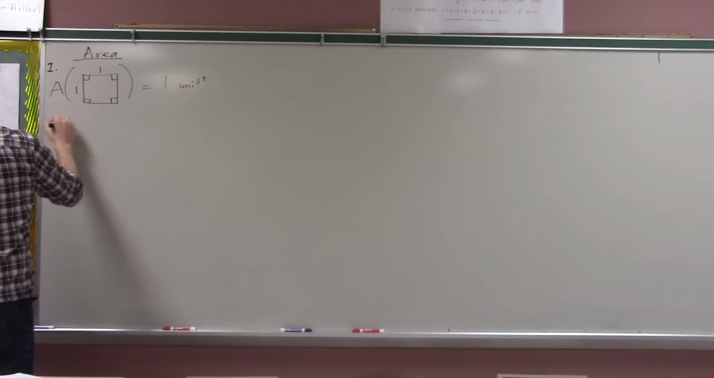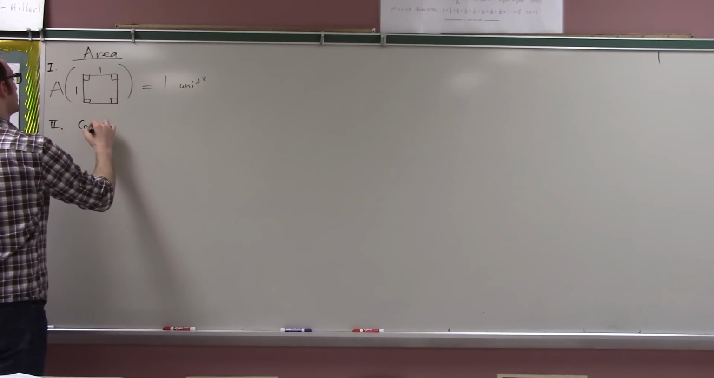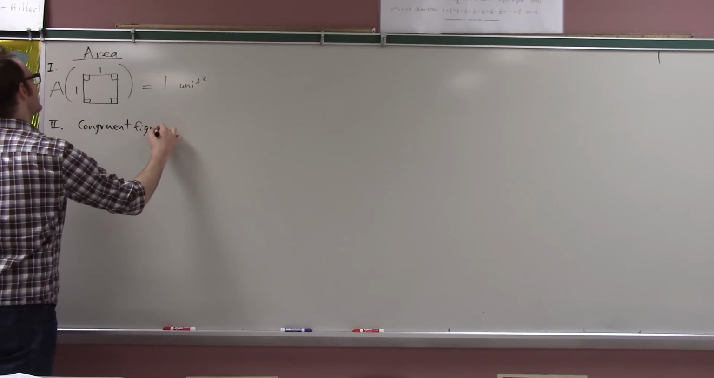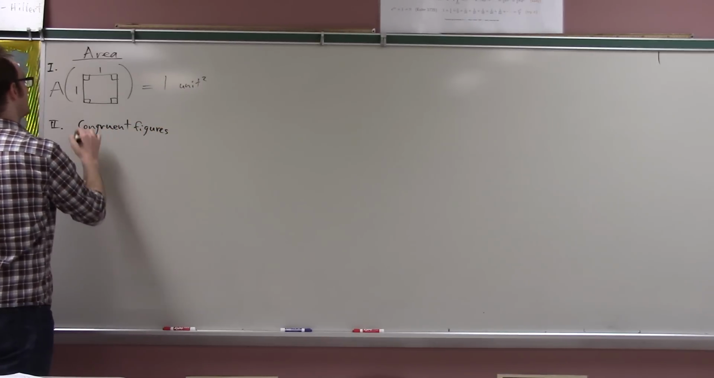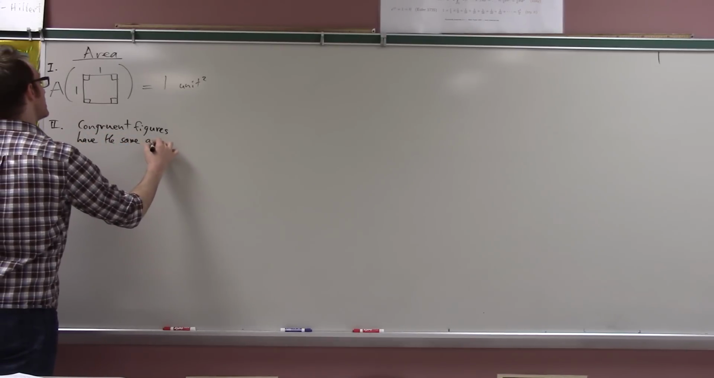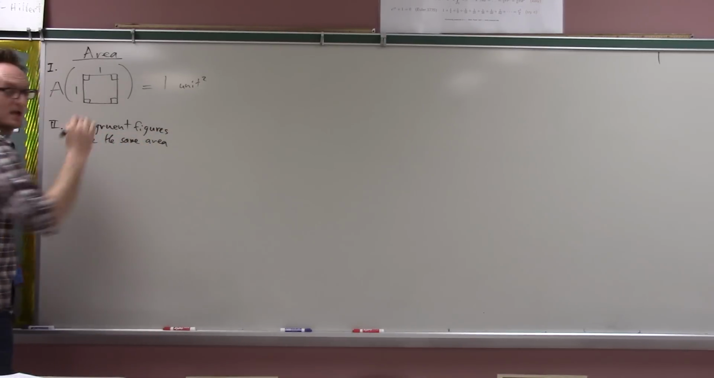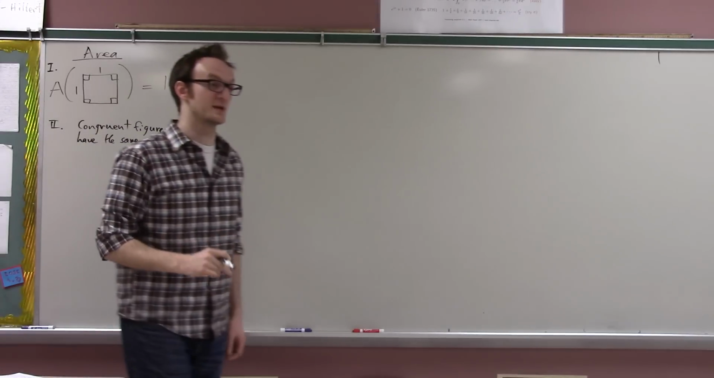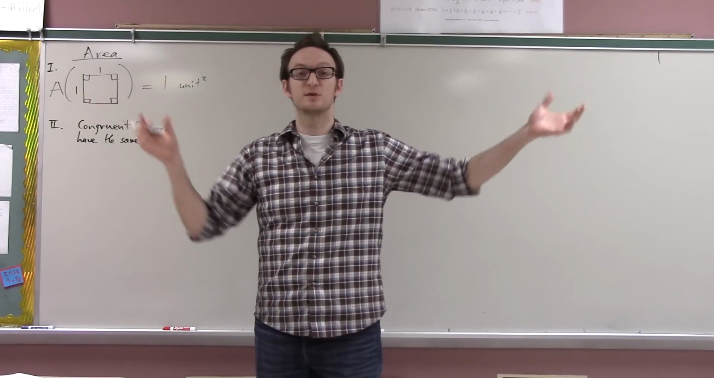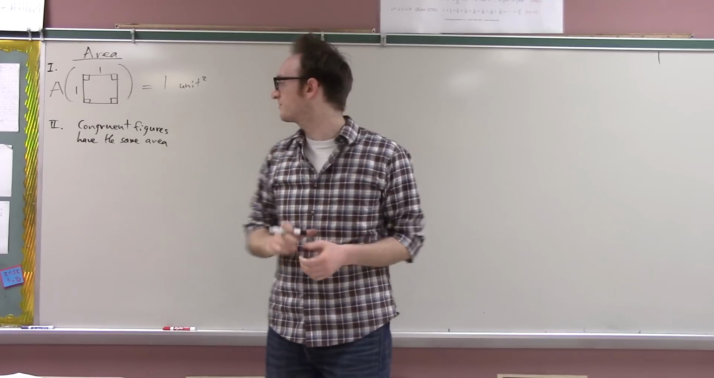Here is axiom 2. Axiom 2 is congruent figures have the same area. So it's a property that the figure has, and if you move that figure to some other location such that it's congruent to the original figure, then they should have the same area.